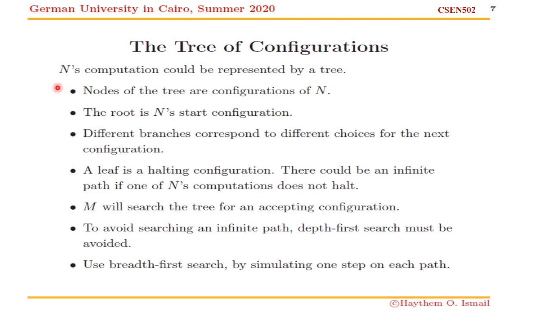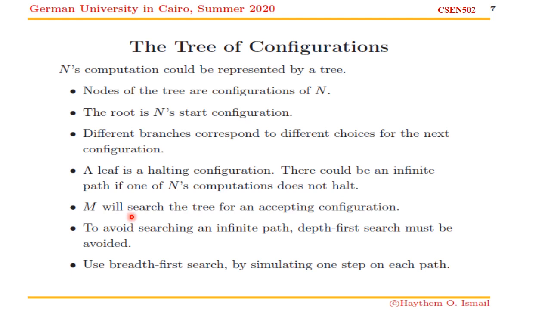So here's what we said. N's computation could be represented by a tree. The nodes of the tree are configurations of N. The root is N's start configuration. Different branches correspond to different choices for the next configuration. A leaf of the tree is a halting configuration, and there could be an infinite path if one of N's computations does not halt.